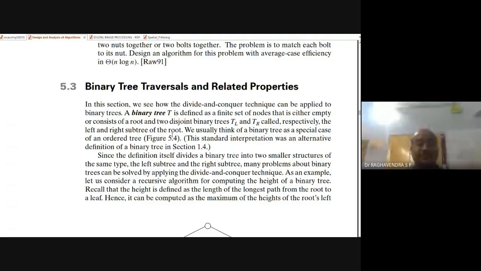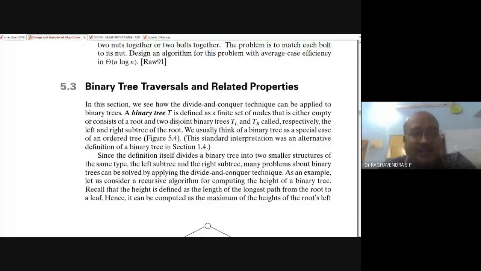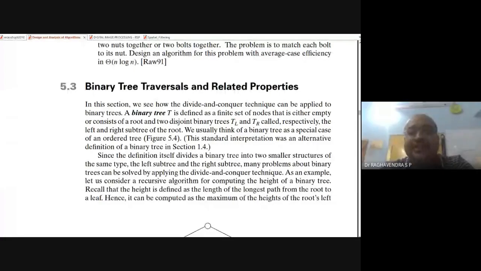Okay. So binary tree. So this is once again one of the methodologies we have already studied in your graduation. Have you studied data structures, binary trees, traversals? Yes, sir. Data structures are all there in BCA. Okay. So we see how this divide and conquer technique can be applied to binary trees.